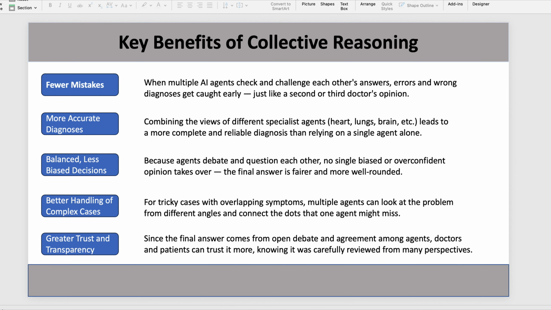Greater trust and transparency. This is very important. Through the debate and agreement among the agents, doctors and patients can trust it more, knowing it was carefully reviewed from many perspectives.